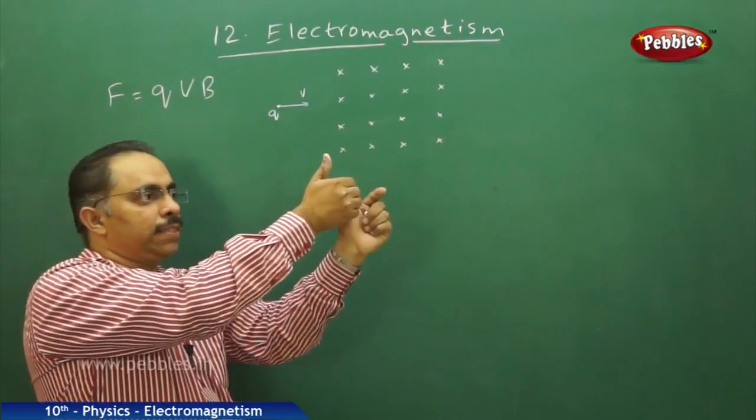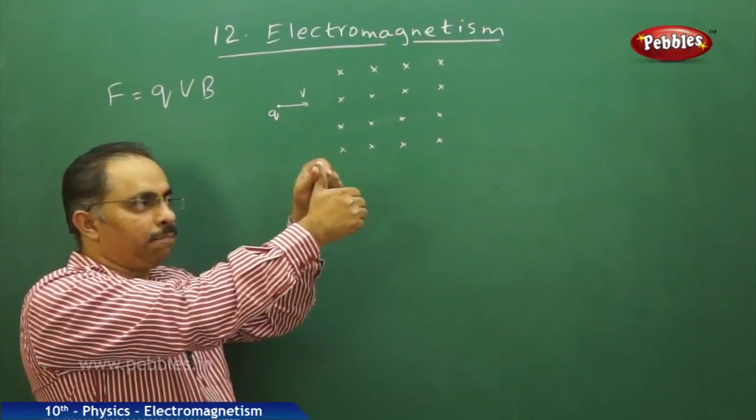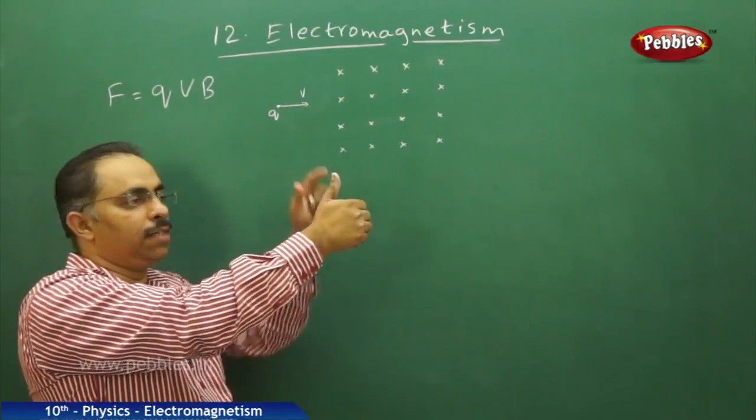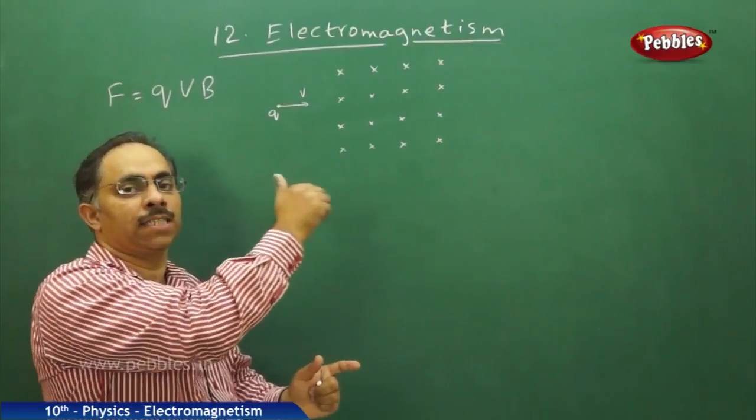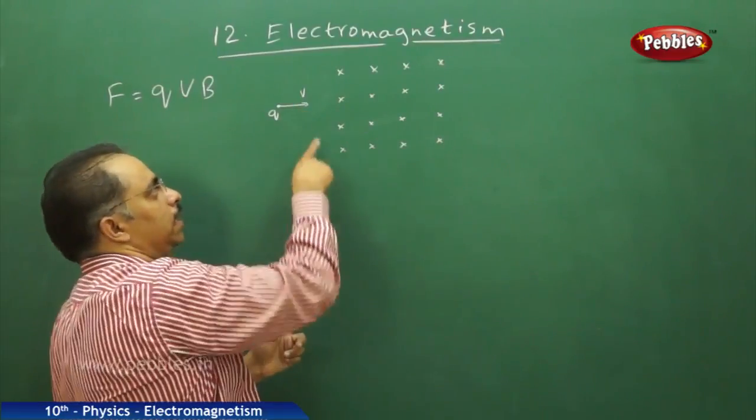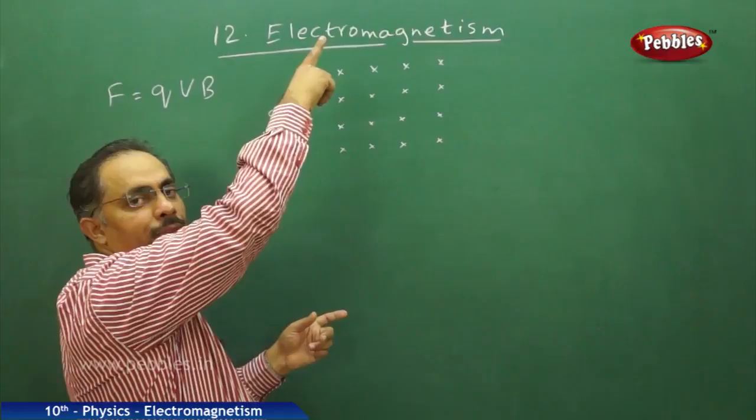When I am facing this way, now the thumb is stretched like this in the upward direction. So this thumb is indicating the direction of the force. That means force is in the vertical upward direction.